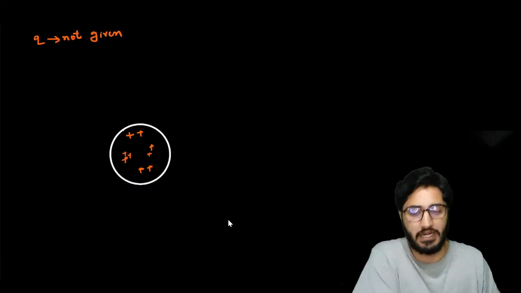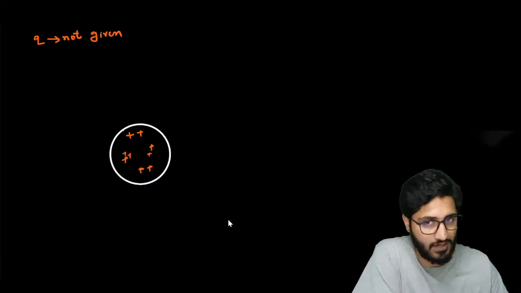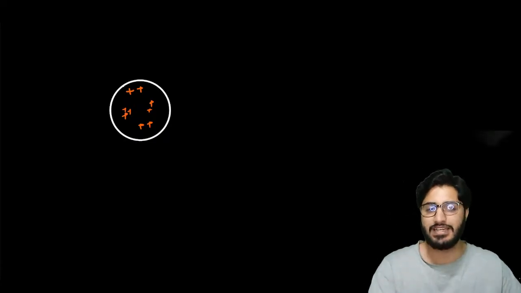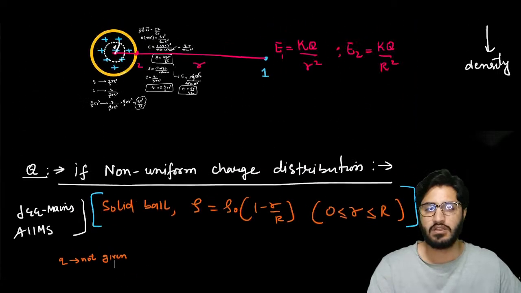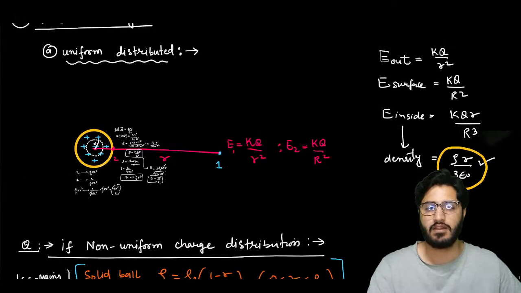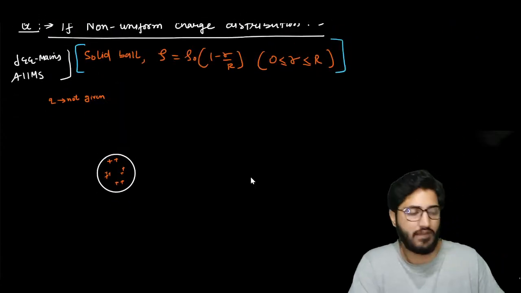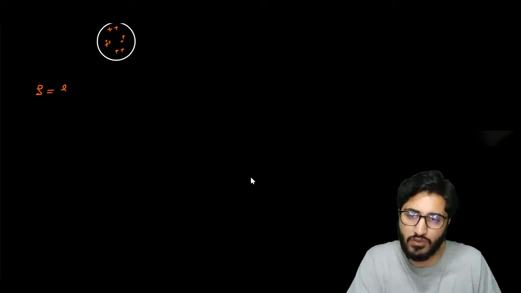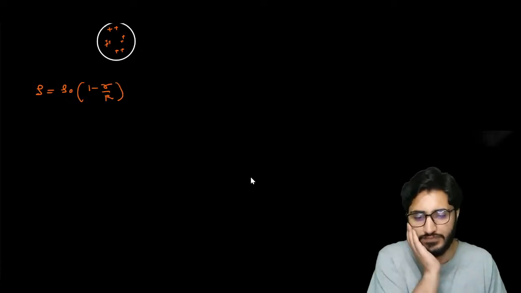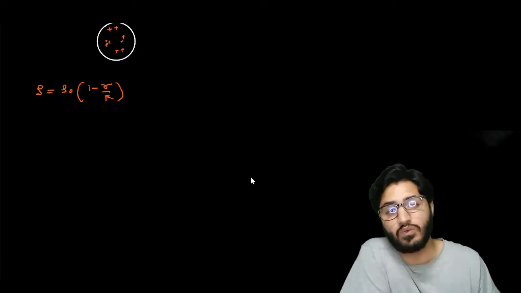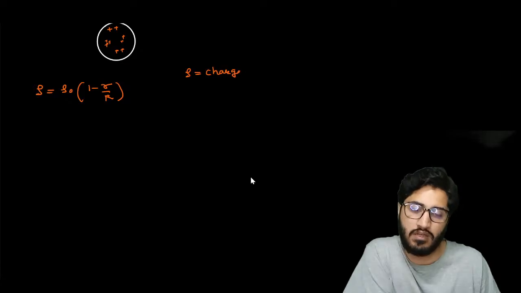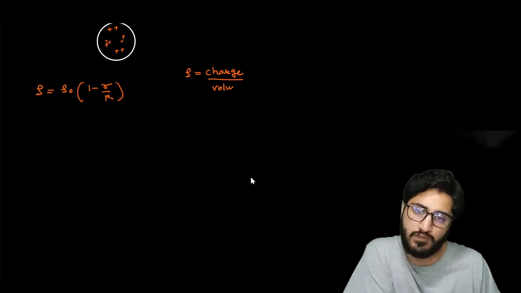How to do this numerical? First and foremost important thing that is given to us is my density. So I will just manipulate the numerical by density only. The density is rho naught times (1 minus r by R). And what is density? Sir, density is charge by volume.